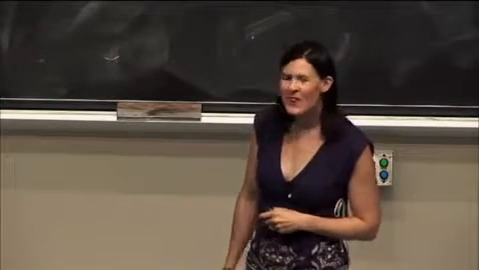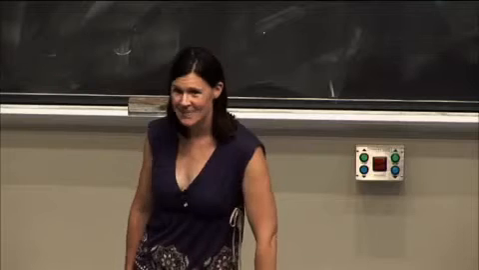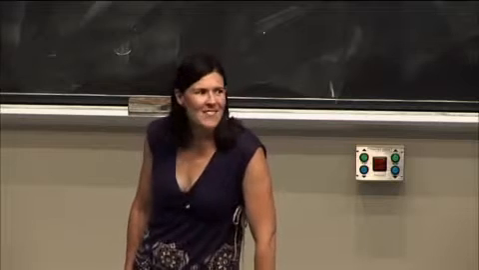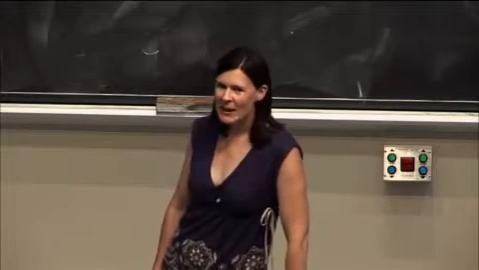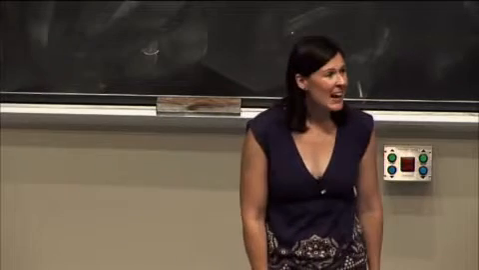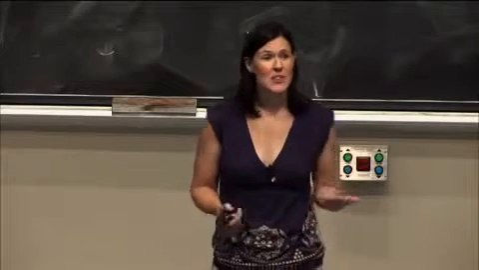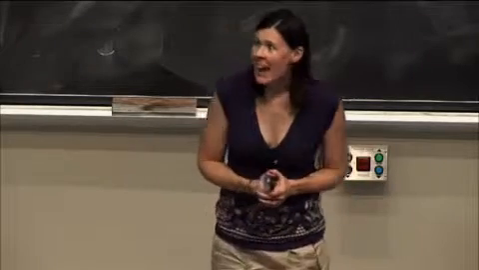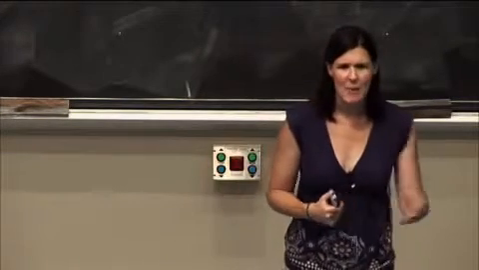So let's think qualitatively for a second about what the real meaning of that is. What that is telling us is that according to Newtonian mechanics and Coulomb's force law, the electron should actually plummet into the nucleus in 0.1 nanoseconds. So we have a little bit of a problem here. The problem is that what we're figuring out mathematically is not exactly matching up with what we're observing experimentally.